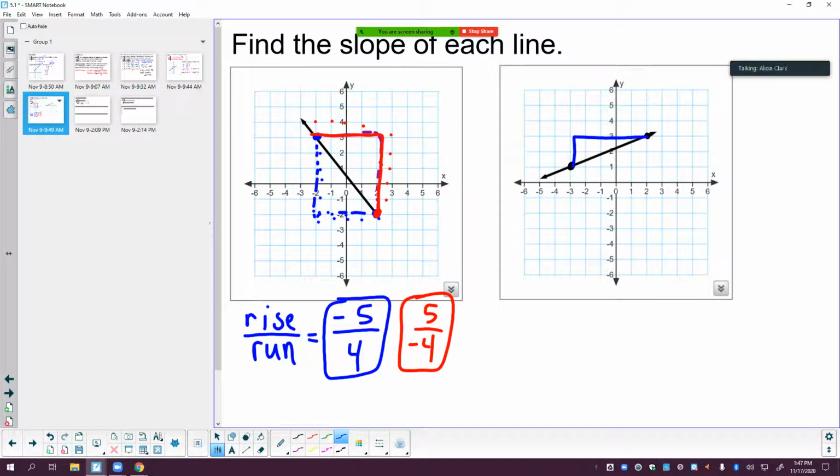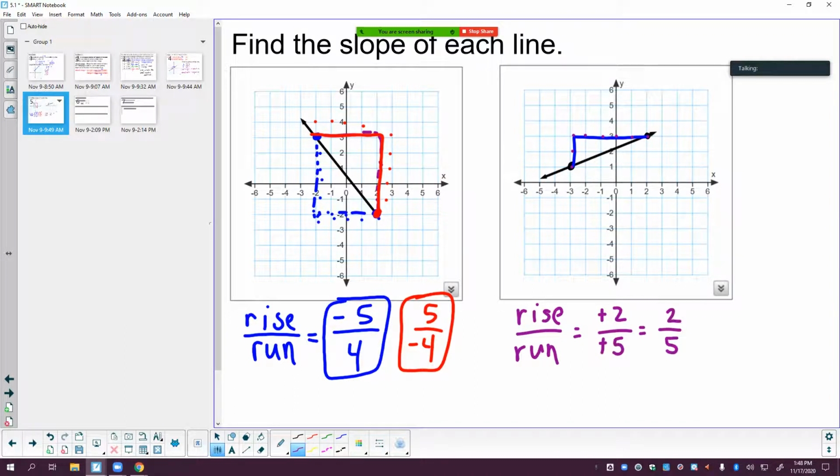Okay, so I'm going to go up, and then I'm going to go to the right. So when I'm counting my places, I'm starting here, going up 1, 2. Okay, so if I'm doing rise over run, my rise is a +2. And then I'm running to the right, 1, 2, 3, 4, 5, and that's a +5.